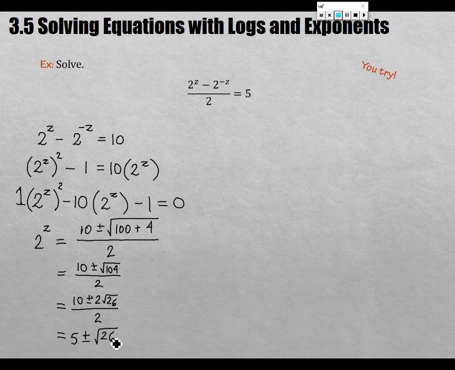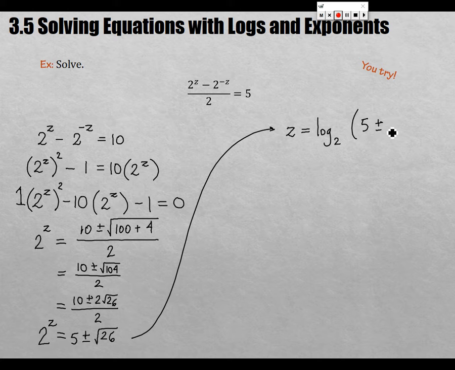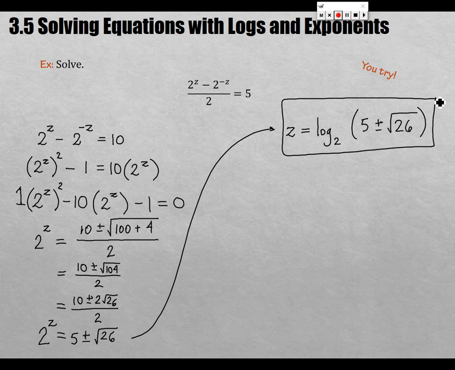Okay, but of course we're not done. Remember, that's not our answer. That's 2 raised to our answer. So now we have to do, what next? Z is equal to log base 2 of 5 plus that. All right, we're feeling good about that answer.